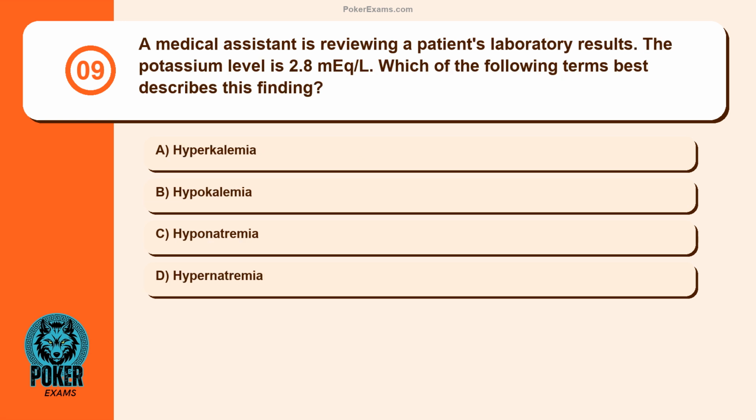Question 9. A medical assistant is reviewing a patient's laboratory results. The potassium level is 2.8 milliequivalent/L. Which of the following terms best describes this finding? Hyperkalemia, hypokalemia, hyponatremia, hypernatremia.